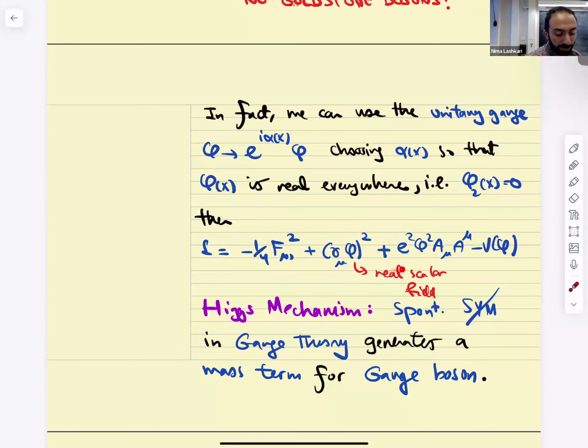It's just a real scalar field, which is massive. There's a mass term for it. Remember that phi 1 always decouples. And then a massive gauge vector field. The Higgs mechanism is the name for the following phenomenon: spontaneous symmetry breaking in gauge theory generates a mass term for the gauge boson. This phenomenon has a name. It's called the Higgs mechanism.